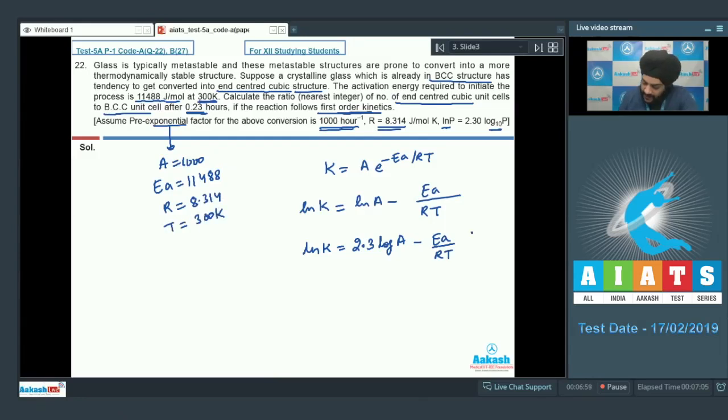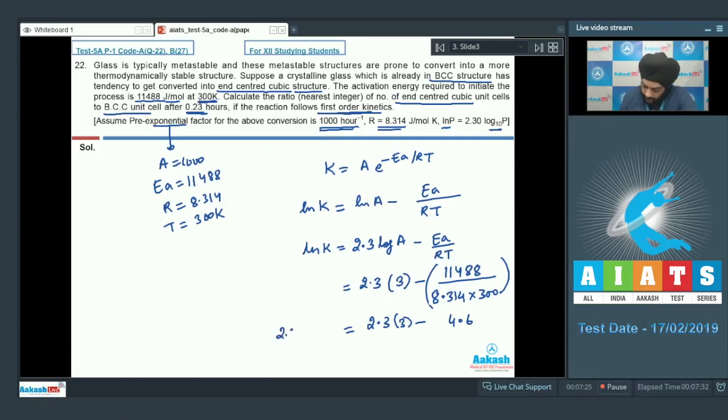If we put these values in the expression, we have 2.3 into log A, which is 3, minus 11488 upon 8.314 into 300. On simplification, this gives us 2.3 into 3 minus 4.6. Now we can convert this ln k into log k. So we have 2.30 log k equal to this term, and log k will simplify to be equal to 1, which implies that the value of k is equal to 10 R inverse.